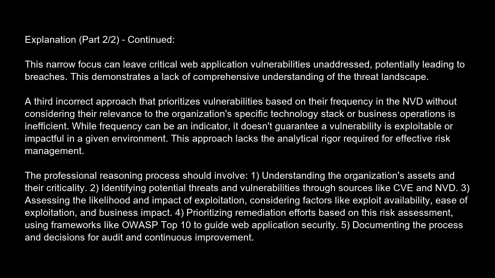The professional reasoning process should involve: 1. Understanding the organization's assets and their criticality. 2. Identifying potential threats and vulnerabilities through sources like CVE and NVD. 3. Assessing the likelihood and impact of exploitation, considering factors like exploit availability, ease of exploitation, and business impact. 4. Prioritizing remediation efforts based on this risk assessment, using frameworks like OWASP Top 10 to guide web application security. 5. Documenting the process and decisions for audit and continuous improvement.